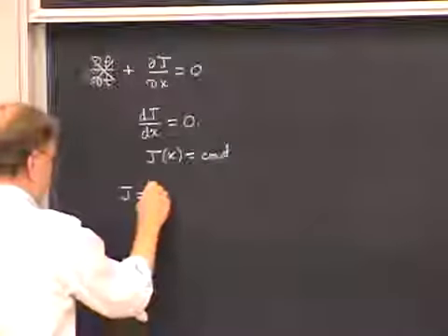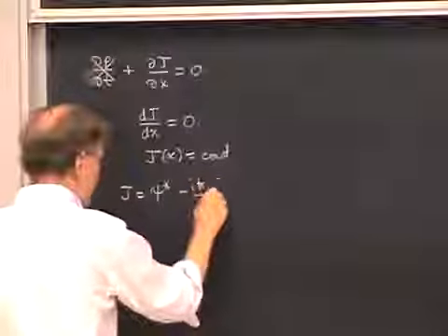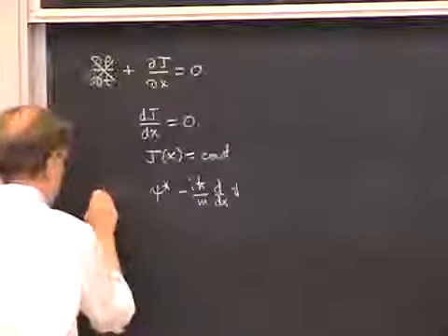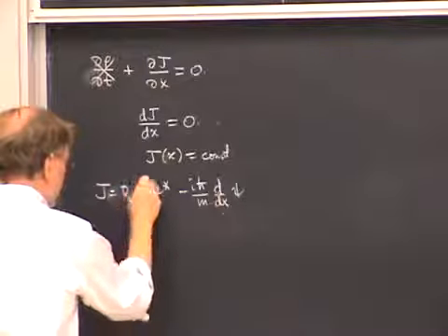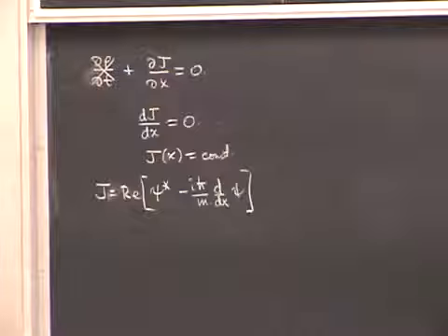However, j's definition is that it's psi star times minus i h bar over the mass m d dx applied to psi, and it's not quite that. j is equal to the real part of this. This is the probability flux in a one-dimensional problem.